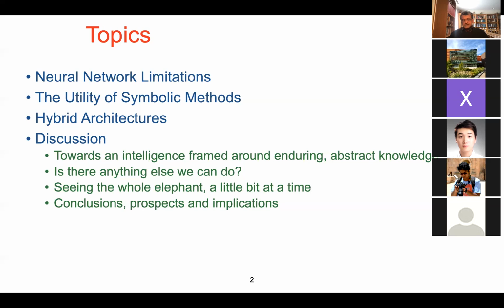And how are these things dealt with? What can be done about it? Seeing the whole elephant a bit at a time, in conclusions, projects, implications. All right, so it's a very broad topic. So we will do about half of robust AI today.